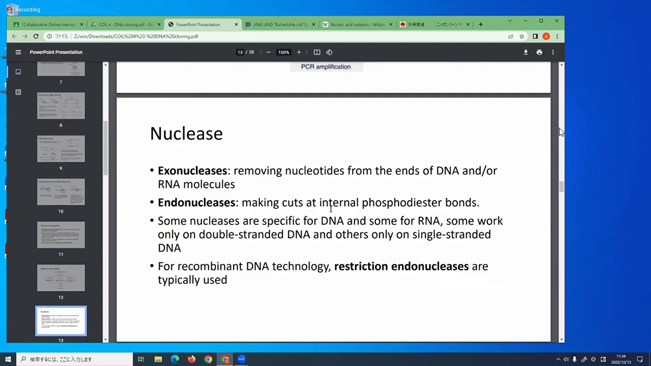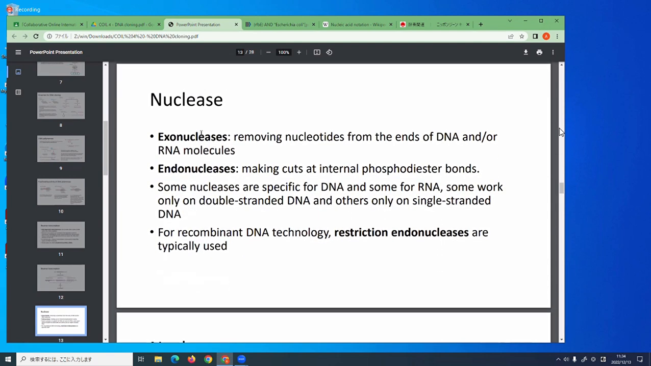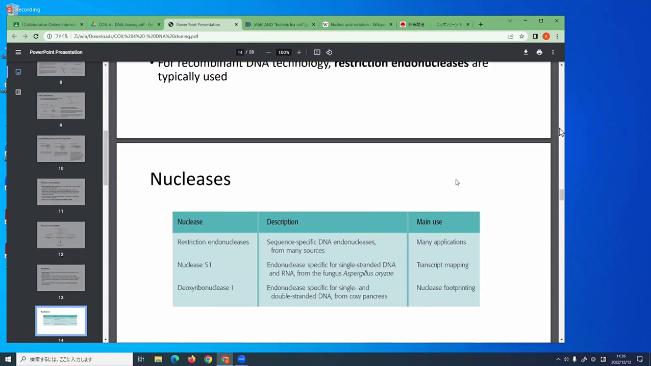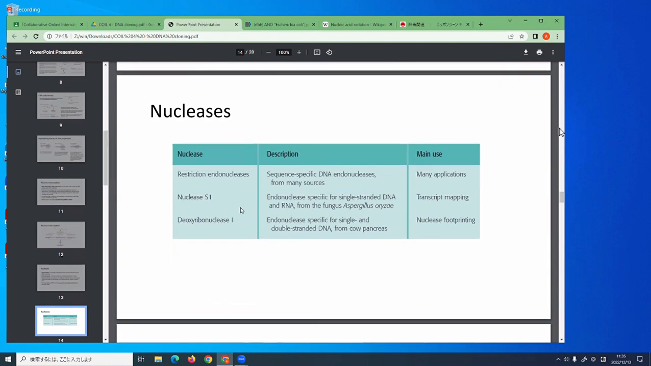Next, I think the focus for this week's lecture is exonucleases and endonucleases. So we're going to talk a lot about endonucleases, making internal cuts in internal phosphodiester bonds, and we normally refer to them as restriction endonucleases or RE, right, or restriction enzymes. So RE has many applications: to generate fragments of DNA if you want to detect them, to prepare the ends of sequences so that you can clone them. Those are the typical usages, right?